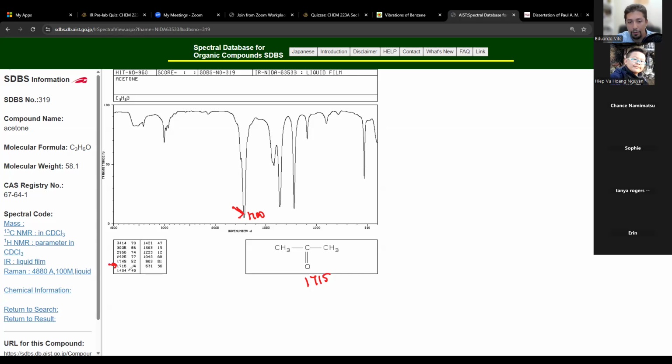Look, you can see the table of the peaks right there. It doesn't tell you what the peaks are. It just tells you what the numbers of the peaks actually are. That should be able to help you.